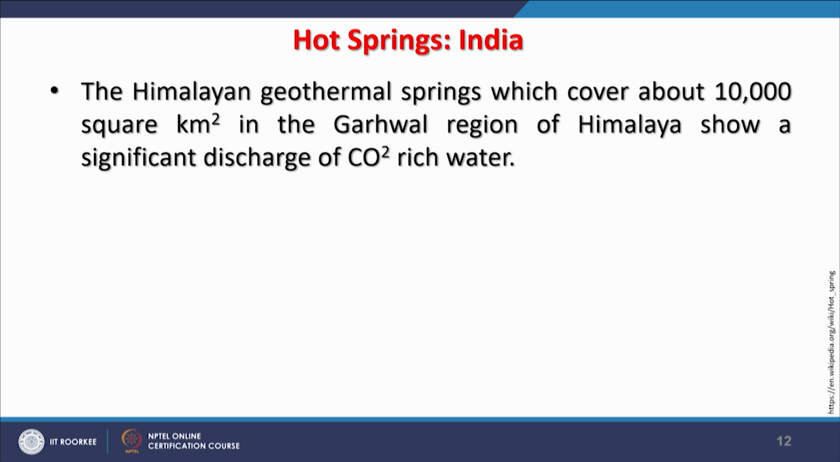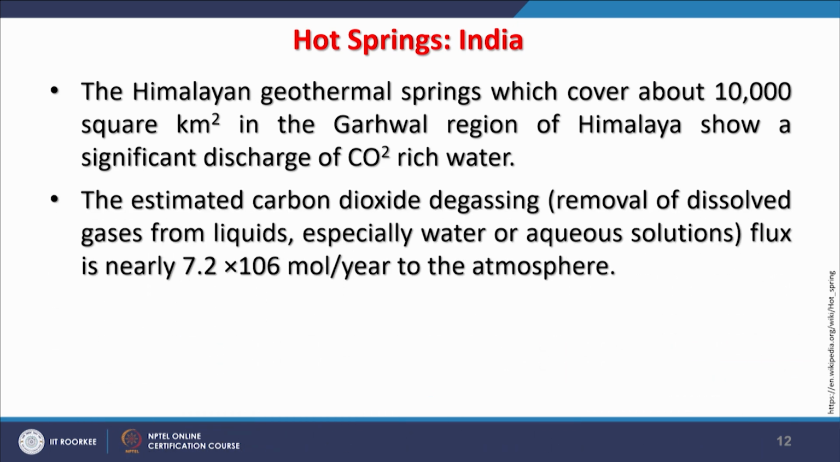So, Himalayan geothermal springs, which cover about 10,000 square kilometers of the area in the Garhwal region of the Himalaya, show a significant discharge of carbon dioxide rich water. In the previous discussion, we showed a concern that these hot springs are contributing carbon dioxide to the atmosphere, and that may be directly or indirectly related with global warming or climate change also.